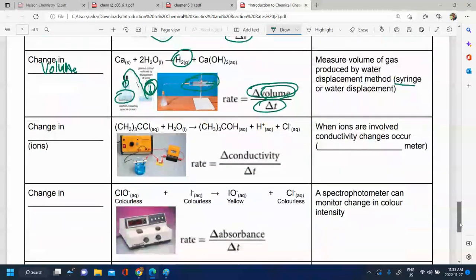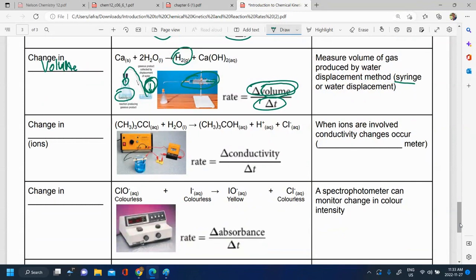Another thing that you can monitor is conductivity. So if we take a look at this reaction over here, you'll notice that we have ions that are produced. And generally, as ions are produced, the solution becomes more conductive. So you can take a look at the conductivity changes over time, and you can use what's called a conductivity meter. Essentially, with more ions made, your solution becomes more conductive. So change in conductivity is another way that you can monitor the rates of reaction in an easy way for a reaction where ions are involved.